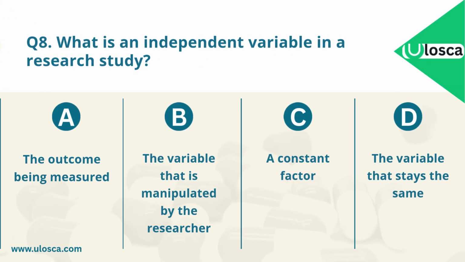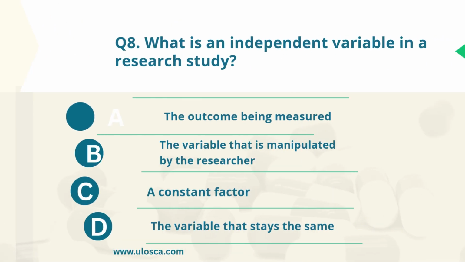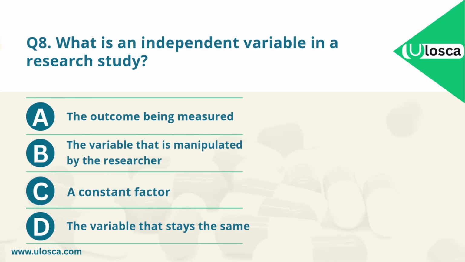Question 8. What is an independent variable in a research study? A. The outcome being measured. B. The variable that is manipulated by the researcher. C. A constant factor. D. The variable that stays the same. Which one is the correct answer? The correct answer is B. The variable that is manipulated by the researcher.